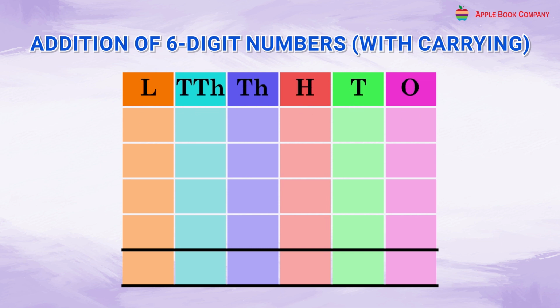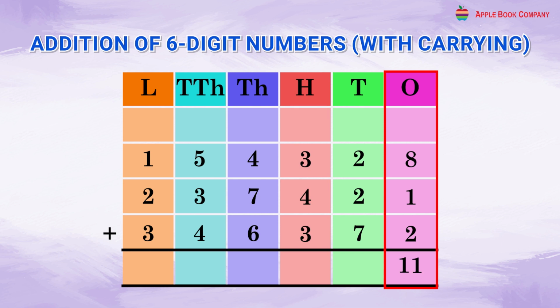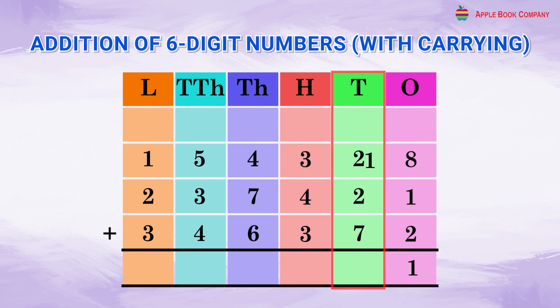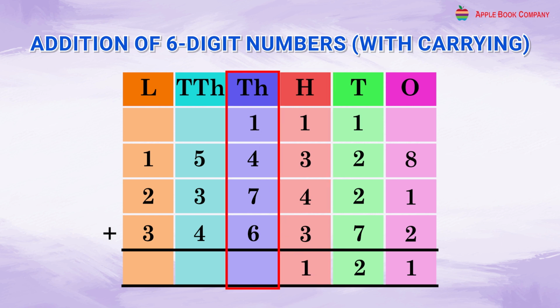Now let's see another example. First, arrange the numbers given in column form and start adding from ones. 8 plus 1 plus 2 is 11. Carry 1 to tens place. 1 plus 2 plus 2 plus 7 is 12. Carry 1 to hundreds place. 1 plus 3 plus 4 plus 3 is 11. Carry 1 to thousands place.